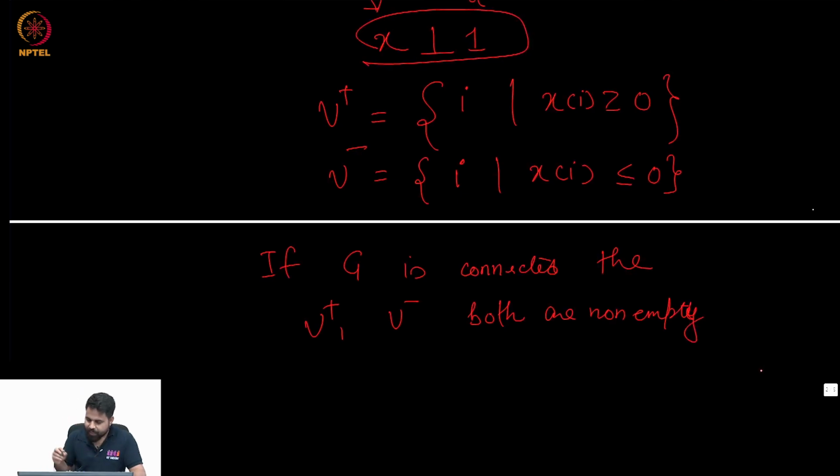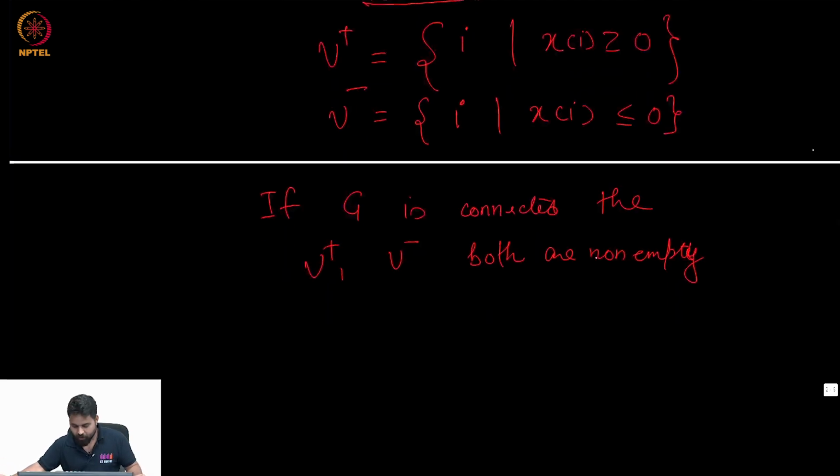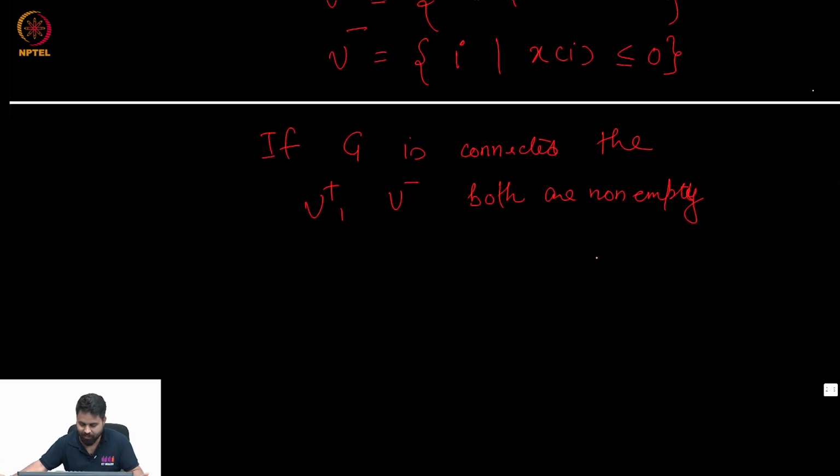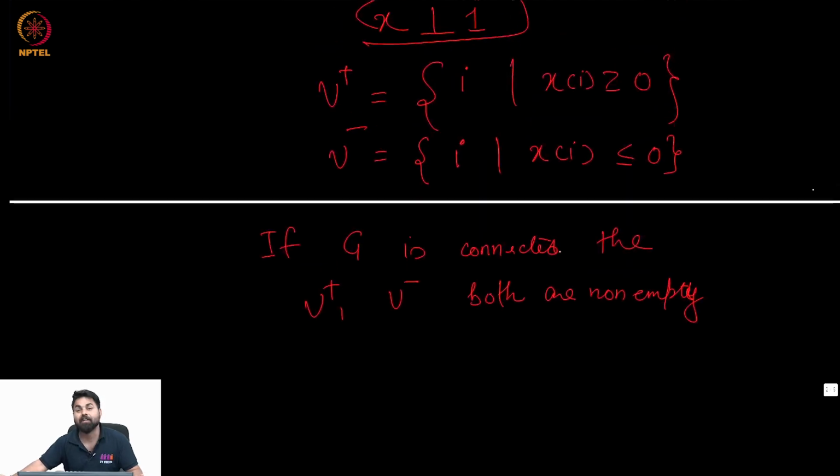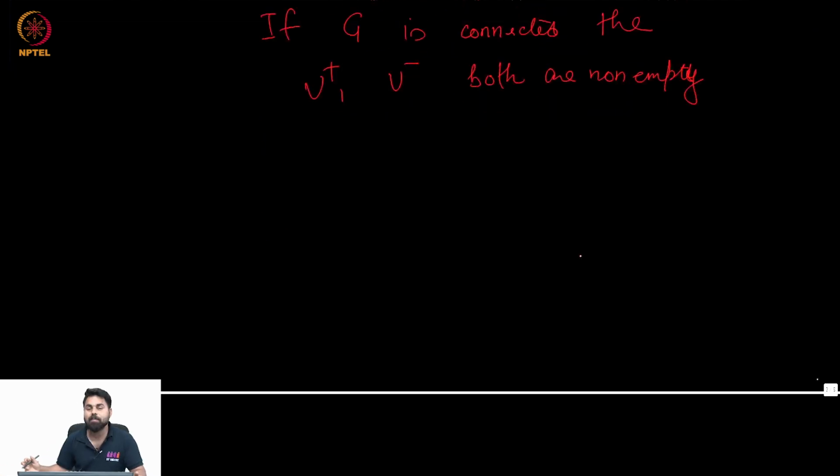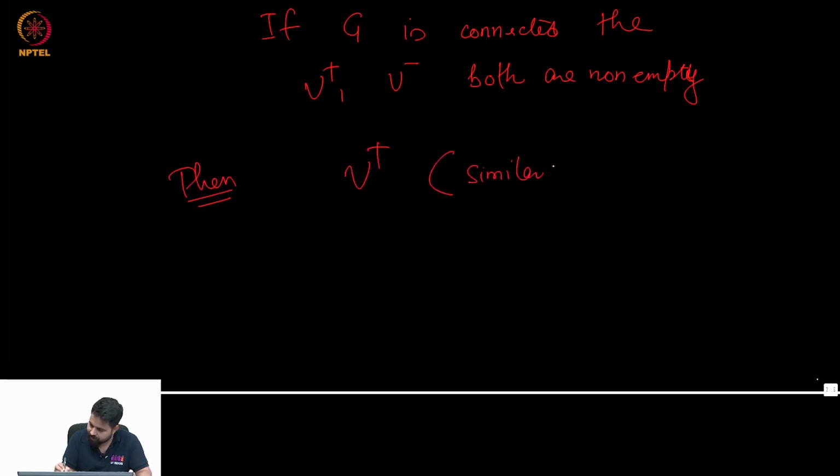Okay, very good. So now let me introduce a very nice theorem on the structure of the Fiedler vector. Let G be a connected graph. Then the theorem is: V plus, and similarly V minus. So this is a vertex set, a subset of the vertex set.